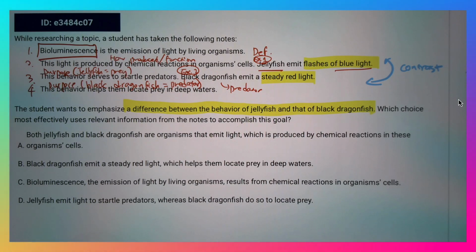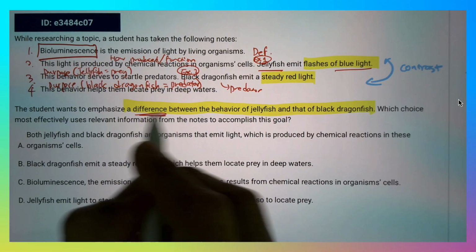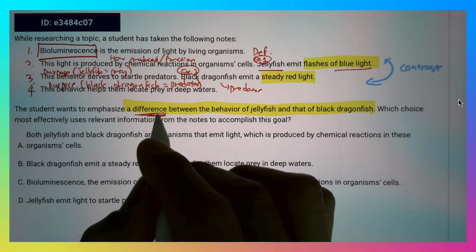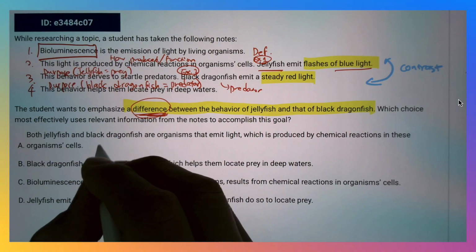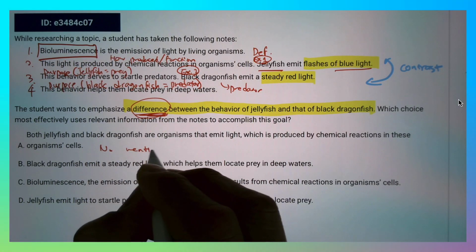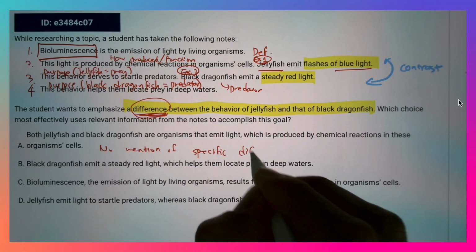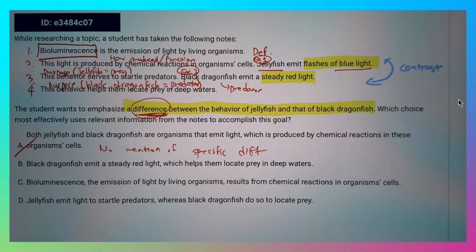Okay, let's start with choice A. Both jellyfish and black dragonfish are organisms that emit light. That's true, but we're not telling the difference. The contrast is our goal here. Which is produced by chemical reactions in these organisms' cells. Okay, that didn't really answer the question about the difference here. So no mention of specific differences. So we eliminate choice A.